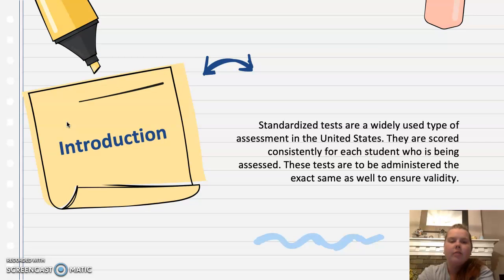So standardized tests are a widely used type of assessment in the United States. They are scored consistently for each student who's being assessed, and these tests are administered the exact same way to ensure validity. In order for these tests to be administered the exact same, you want to be able to show progress from the exact same test from the beginning of the year to the end of the year between students.